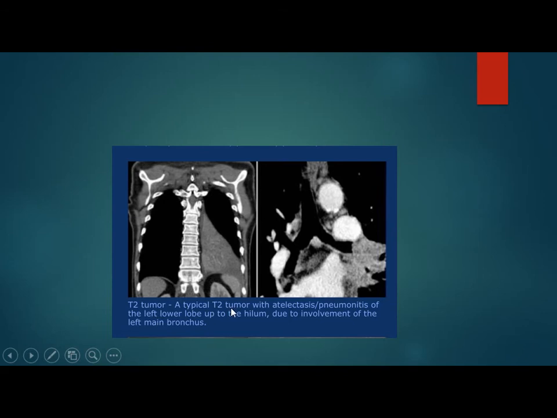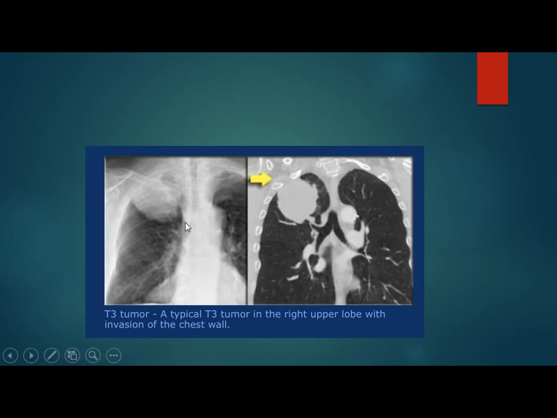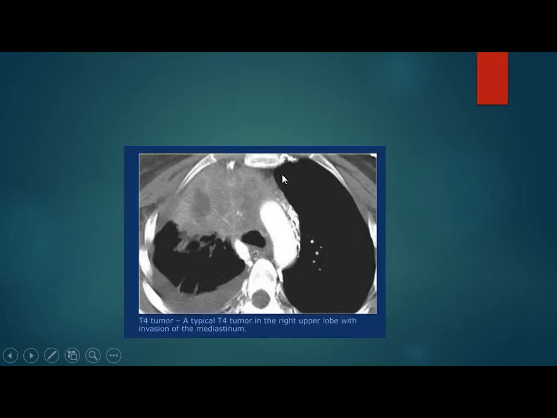In this case, we have a typical T2 tumor with atelectasis and pneumonitis of the left lower lobe up to the hilum due to involvement of the left main bronchus. Here, this is more than 2 cm from the carina. Here we have this mass. This is a T3 tumor, right upper lobe, with invasion of the chest wall. This is T4, invasion of the chest wall and mediastinum.